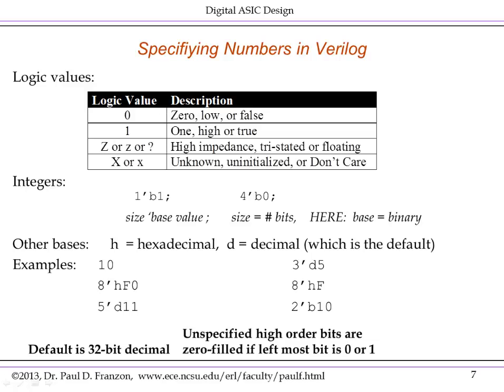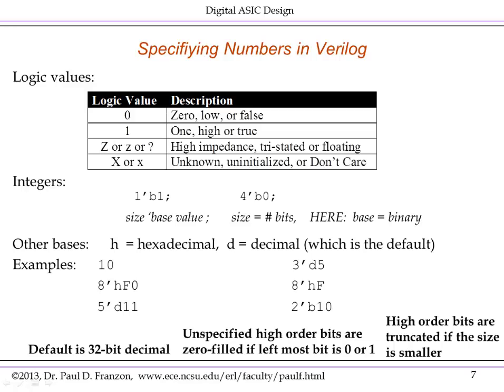Unspecified high order bits are 0 filled if the leftmost bit is 0 or 1. If it's X or Z, that is what is filled. I'll talk about that in a moment. High order bits are truncated if the size is smaller than what it's assigned to. So let's look at the examples we have here.